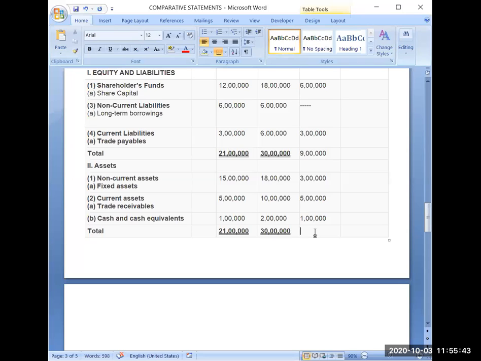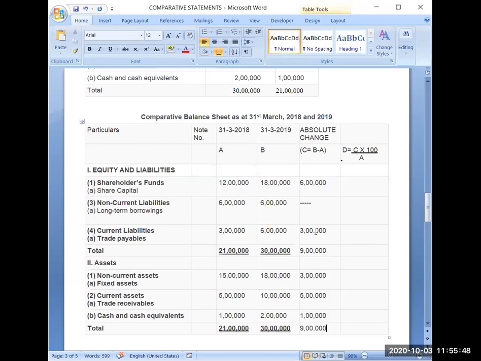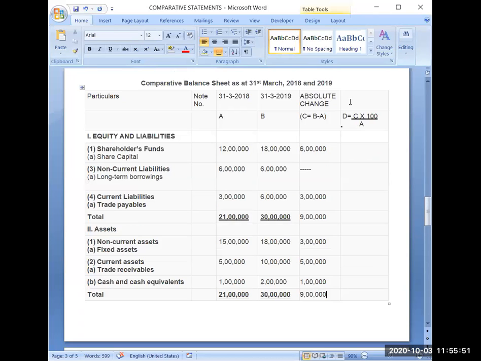Again 30 lakh minus 21 lakh, it will be 9 lakh. Now what I have to do for column D is the percentage change. So first I will be calculating the percentage of this change. What is the formula? The absolute change in column C, so 6 lakh multiplied by 100 and divided by this. This is the way to calculate it.